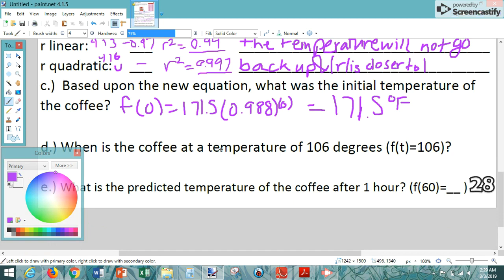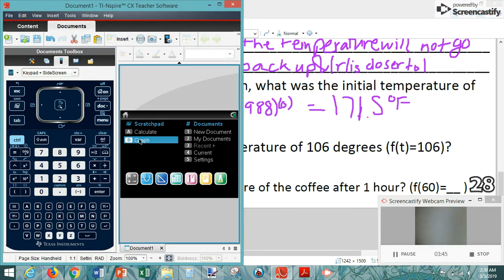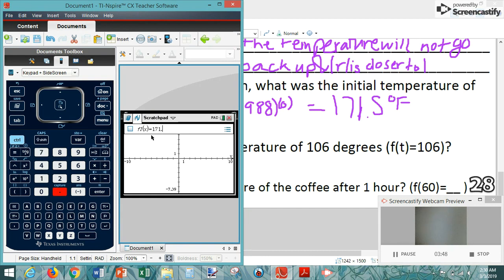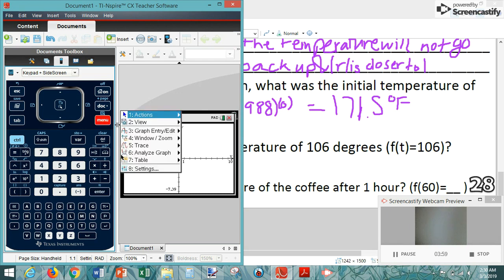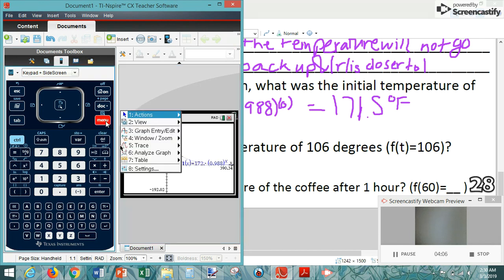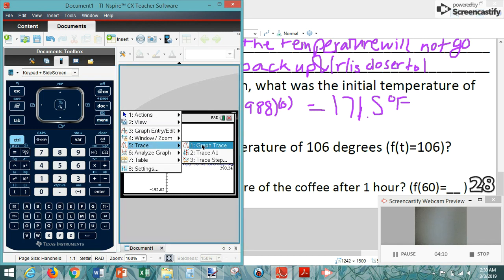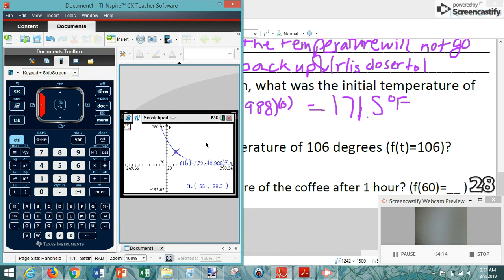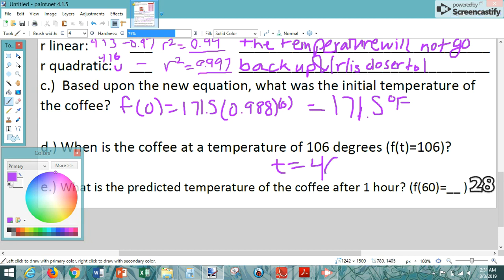How about when is the coffee at a temperature of 106 degrees? So we're going to have it equal to 106. Okay, let's zoom out. Okay, so menu, trace, graph trace. Keep scrolling until you get 106. Okay, f of t equals 106 when t equals 40. And it's 40 minutes.